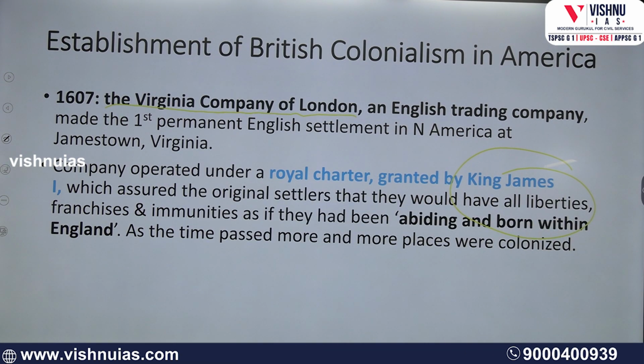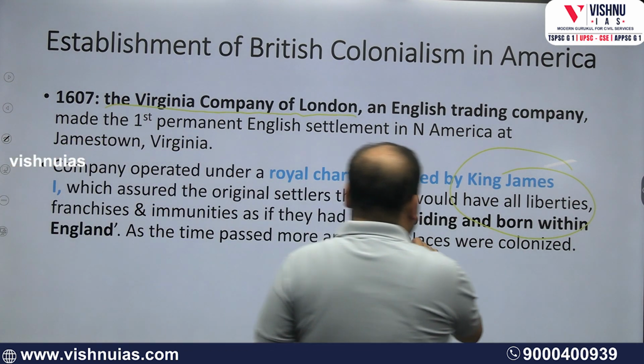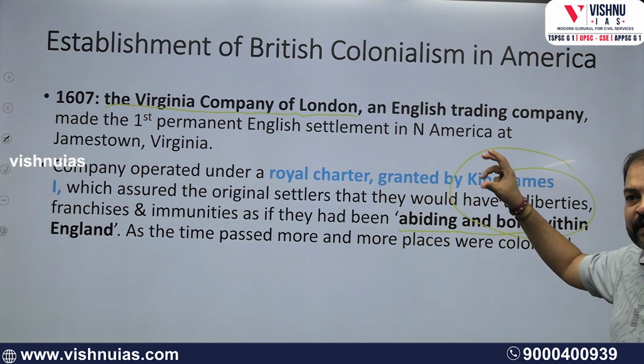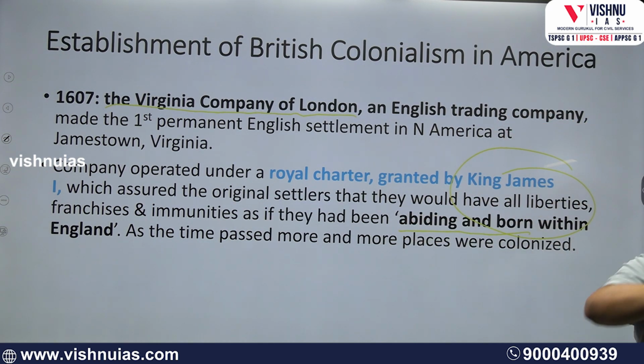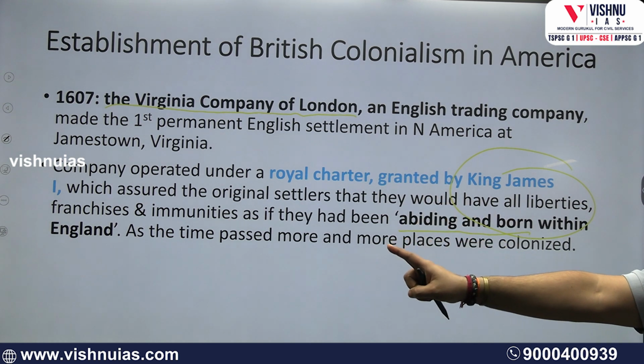Why I am telling you this slide, listen to me very carefully. When this company arrived with a charter from King James I, all of you read this line. This charter had assured the original settlers that we British will come to your place, but you will have all the liberties. Do not worry, we are not going to take away any liberty of yours. We are not going to infringe on anything. In fact, we will abide by the same rights within England, just like what the English people have. We will give you the same rights that the others have.